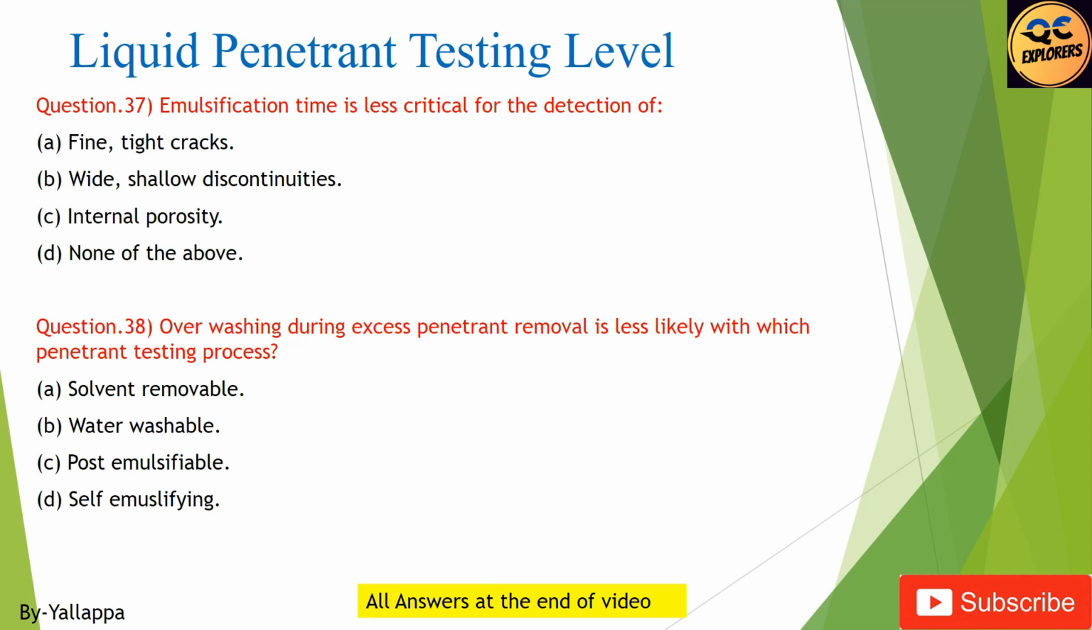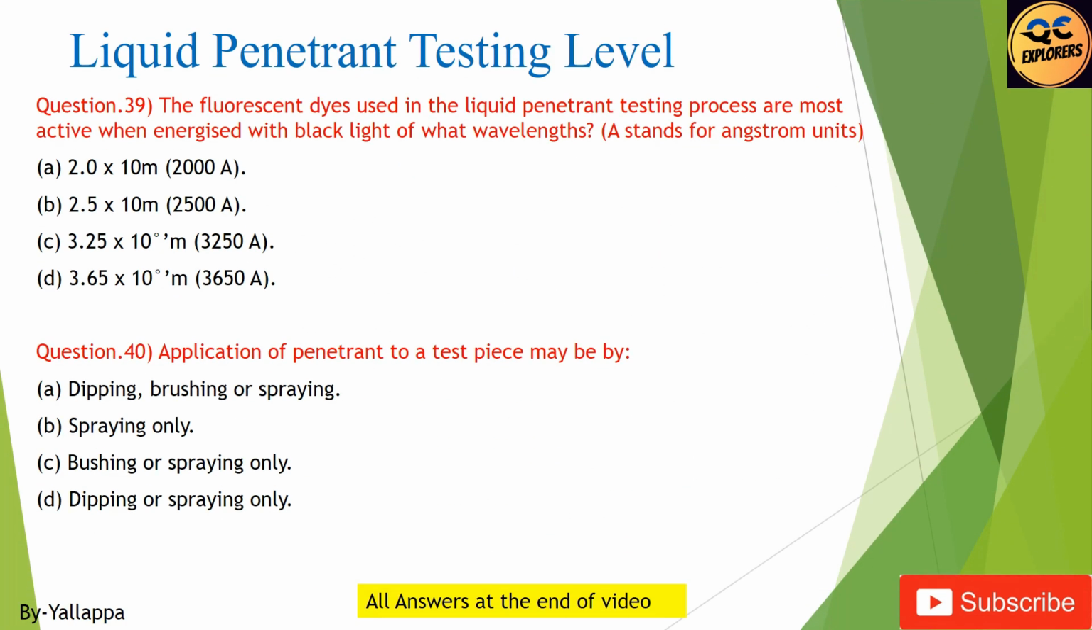Question point 38. Overwashing during excess penetrant removal is less likely with which penetrant testing process? Solvent removable, water washable, post-emulsifiable, self-emulsifying. Question point 39. The fluorescent dyes used in the liquid penetrant testing process are most active when energized with black light of what wavelengths? 2.0 x 10^-7 m, 2.5 x 10^-7 m, 3.25 x 10^-7 m, 3.65 x 10^-7 m.